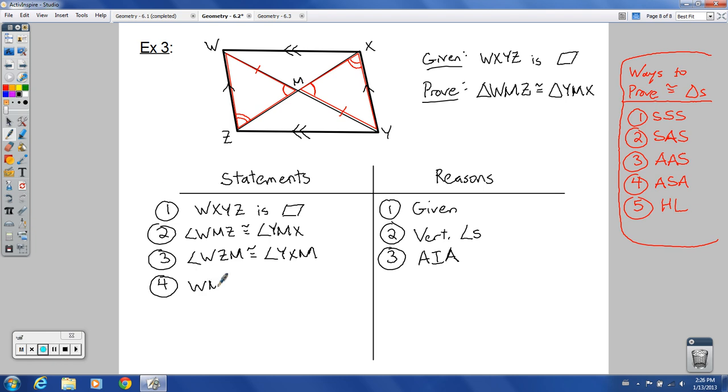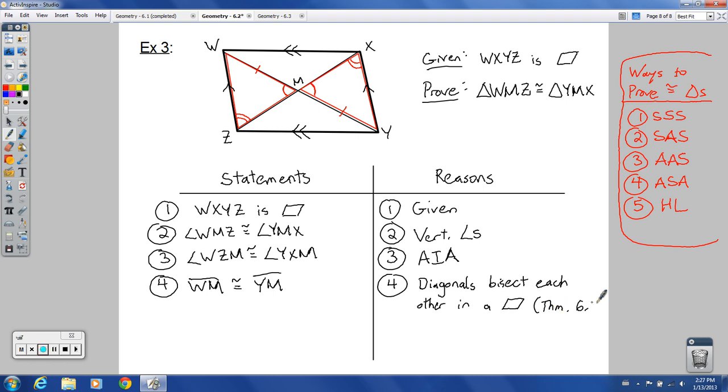And so we could say, based on what I drew there, WM is congruent to YM. And if you were to give a reason, you could say theorem 6.5, but I think it's better to actually write out what that theorem says, that the diagonals bisect each other in a parallelogram. And let's also put theorem 6.5 there. So either one of those is acceptable. I think it's better to actually describe it though when you can.